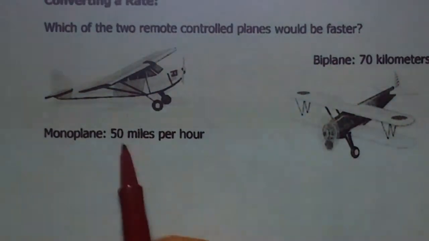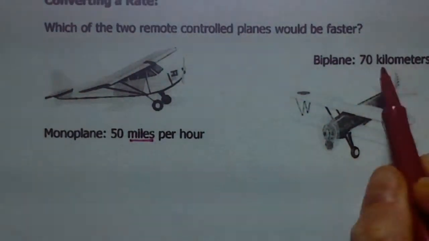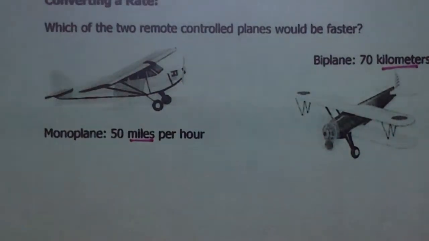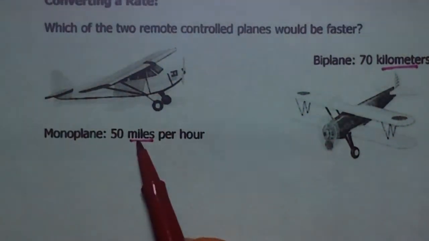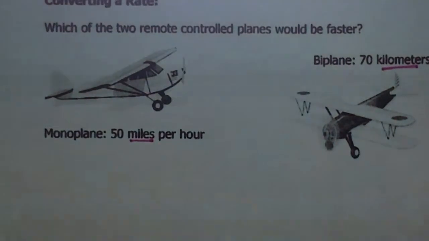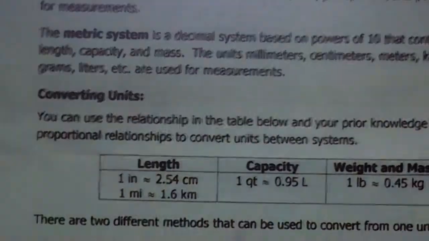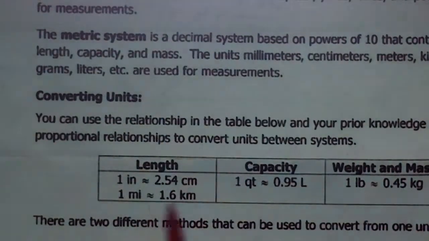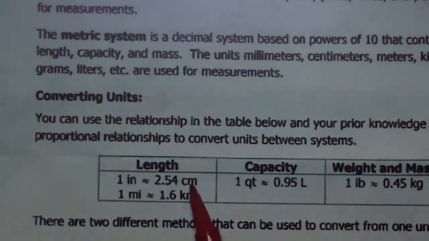But this is 50 miles per hour, and this is 70 kilometers per hour. So that's a problem, isn't it? We need to know how many kilometers per hour this one is, or how many miles per hour that one is. And again, you have a conversion. We have a miles to kilometer conversion right here, so we can easily switch this.